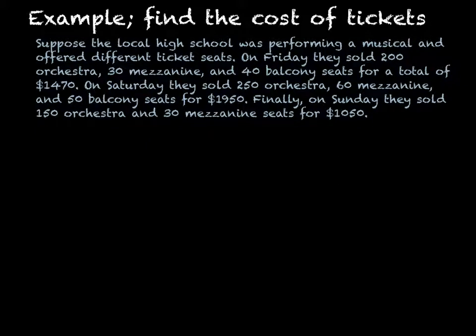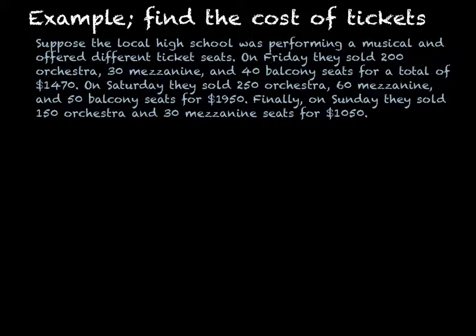For this last example, we have to put a system of 3 equations together for a word problem. Suppose the local high school was performing a musical and offered different ticket seats. On Friday, they sold 200 orchestra, 30 mezzanine, 40 balcony seats for a total of $1,470. On Saturday, they sold 250 orchestra, 60 mezzanine, and 50 balcony seats for $1,950. And finally, on Sunday, they sold 150 orchestra and 30 mezzanine seats for $1,050.